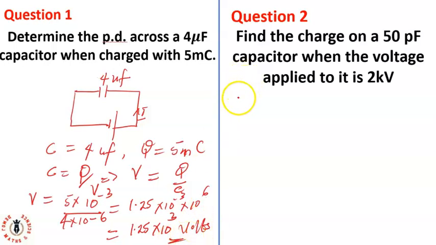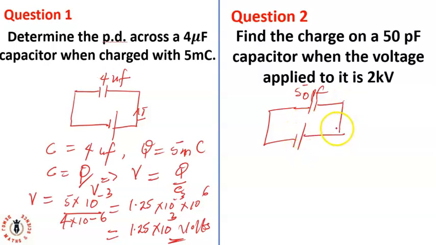Now, let's see the second question. Our second question says, find the charge on a 50 picofarad capacitor. Now, this is a capacitor once more, but this time around, it's a 50 picofarad capacitor, when the voltage applied to it, my voltage source, is 2 kV. So that my C, once again, C is equal to Q over V.